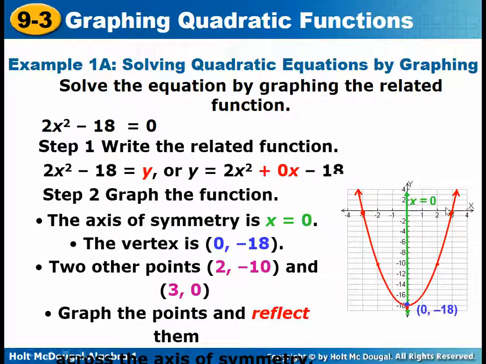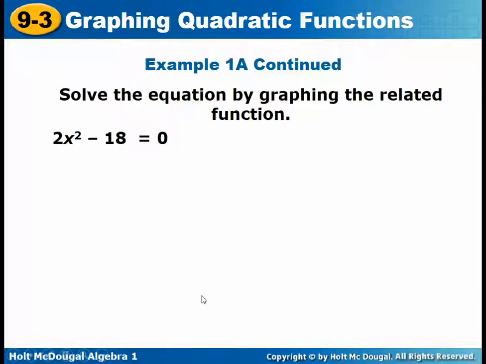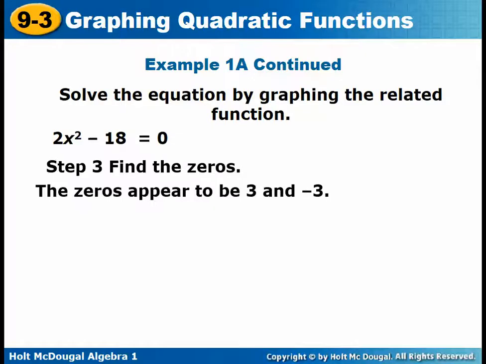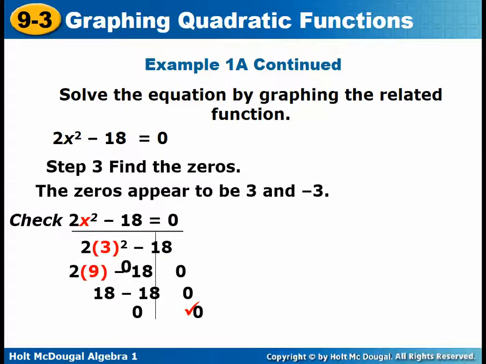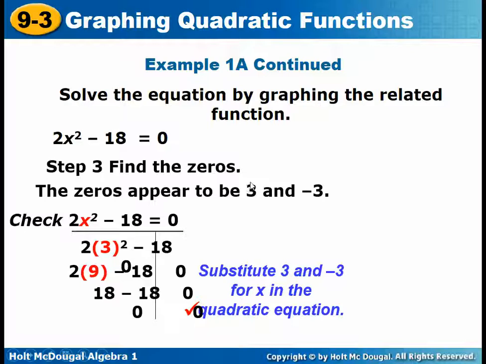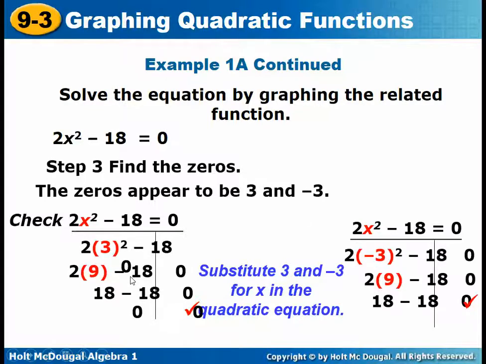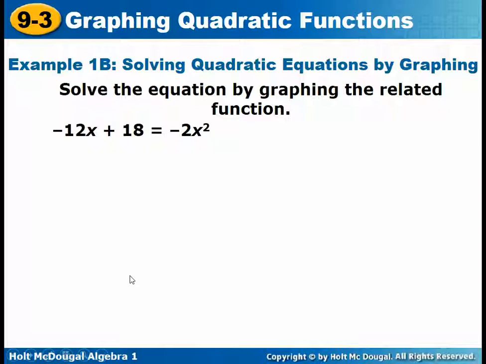Once you have the graph, you can use that to help you find the zeros of the function. So we have one of them right here. One of the points that we found was when x equals 3 and y equals 0. That's one of our solutions to this quadratic equation. So now that you have the graph, you can look at the graph and see where it crosses the x-axis. And like I said, it looks like it's at 3 and negative 3, so you can check that by plugging it back into the original, and you'll see that those are zeros.